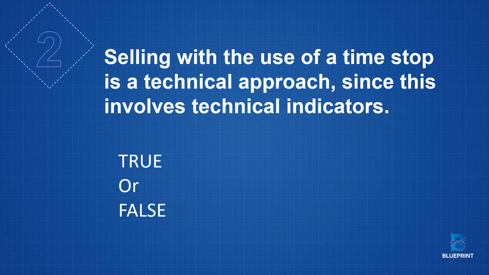Number 2, selling with the use of a time stop is a technical approach since this involves technical indicators. True or false? 5, 4, 3, 2, 1. Answer is false. It doesn't use any technical indicators. You set this because ayaw mo maipit sa isang stock.